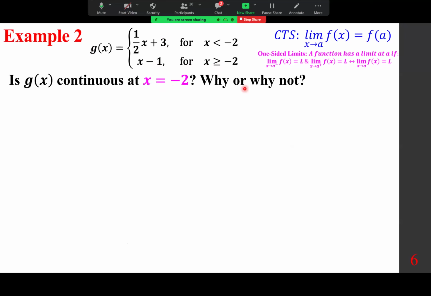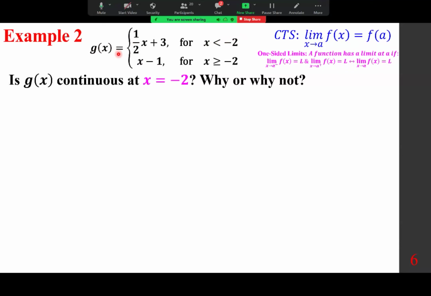First of all, why are we interested in x equals -2? If you look at the top piece, this is a linear function. The domain for any linear function is all real numbers. So this function is continuous from negative to positive infinity. Therefore, it's continuous from -infinity to -2.